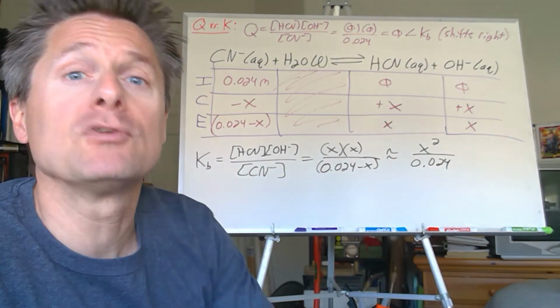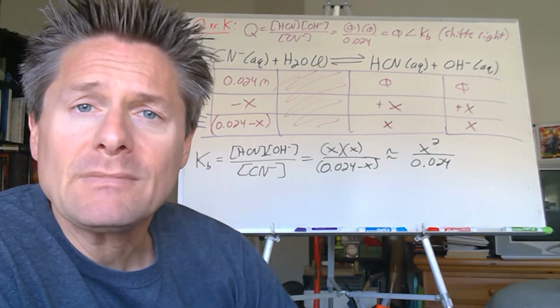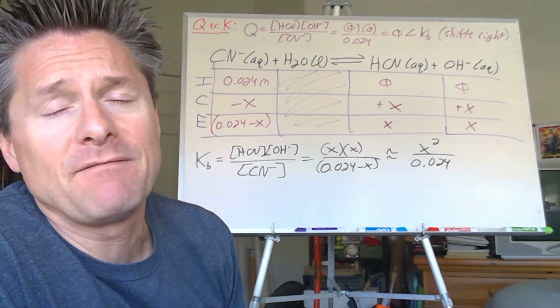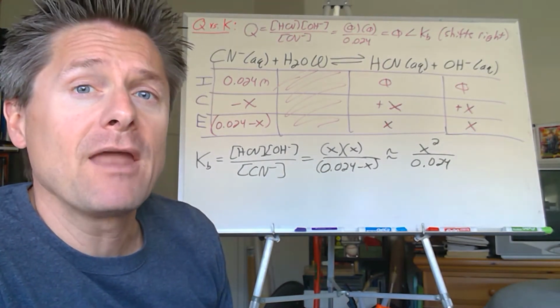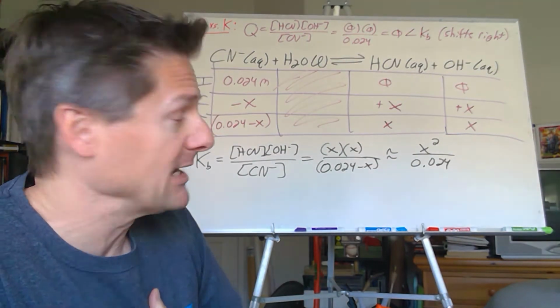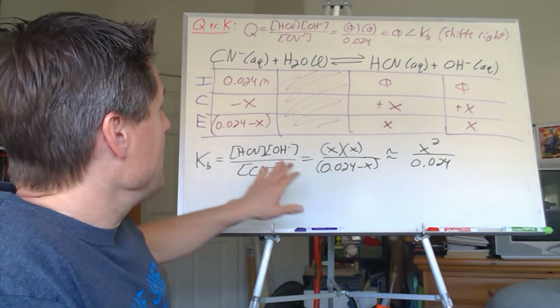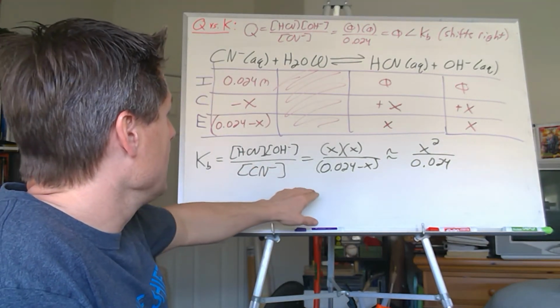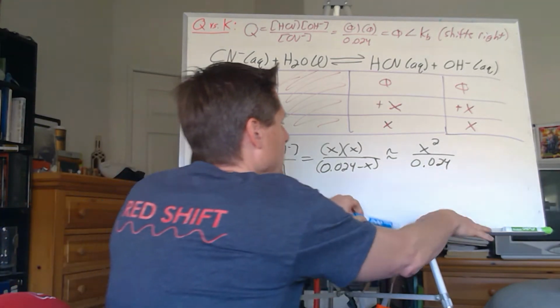You can just go through and solve for X, take X divided by 0.024, times that by 100, and if that's less than 5%, this is valid. Or we can do the shortcut and figure out if it's a valid assumption before we solve for X, which I personally like to do, where you take the molarity of that species, in this case the base, and divide it by the Kb. So let's do the assumption validity test.